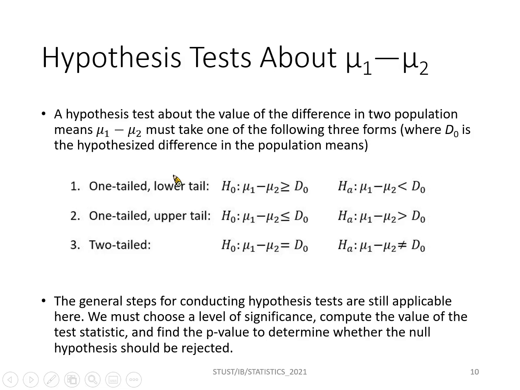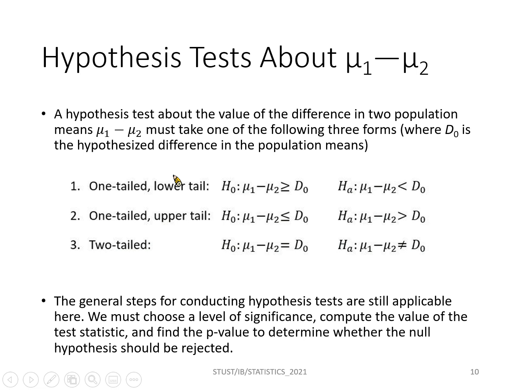Hello everyone. After we learn how to do the interval estimation for the two populations, now another way we can use to say the difference between the two populations is by hypothesis testing. So here we would like to introduce the hypothesis test about two populations when the population standard deviations sigma 1 and sigma 2 are known.